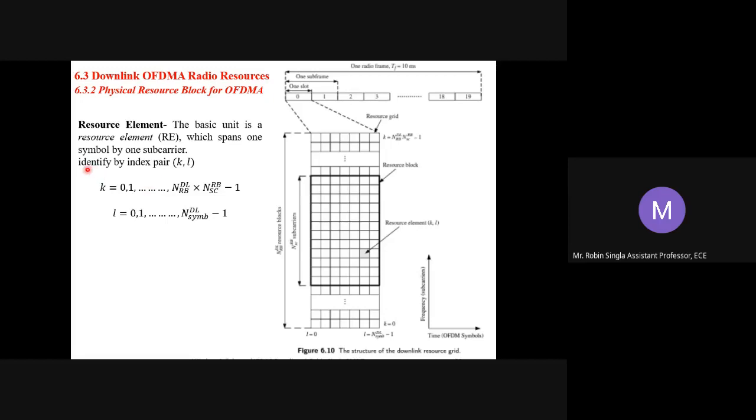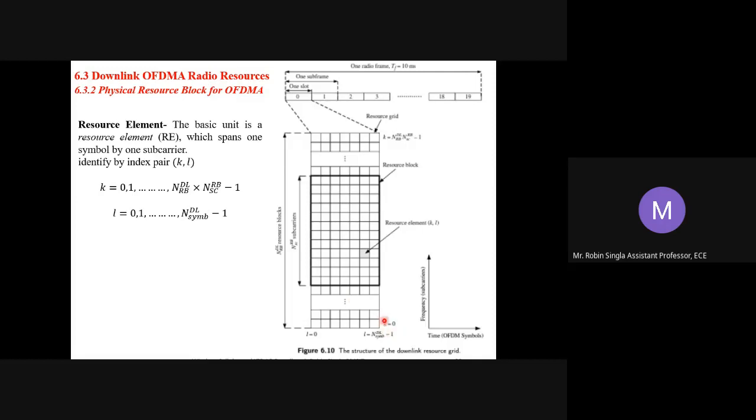And if it is represented by the index pair k, l, what will be the value of k? It will start from 0, 1, up to the total number of subcarriers. The total number of subcarriers is the total number of resource blocks times the number of subcarriers per resource block. Since we start from 0, in the end we write minus 1. So it is from 0 to NDL RB times NRBSC minus 1.